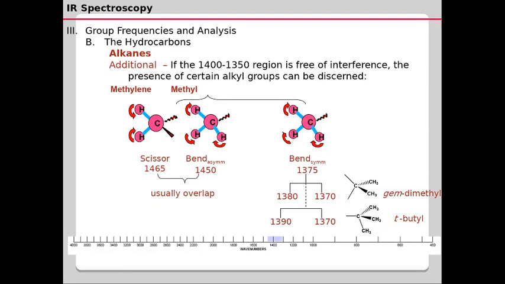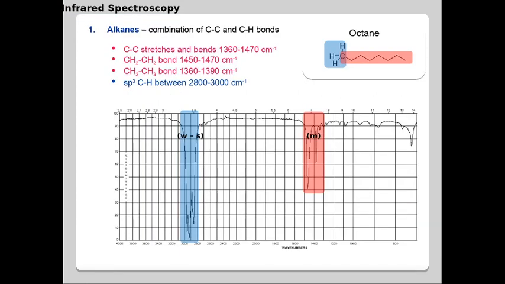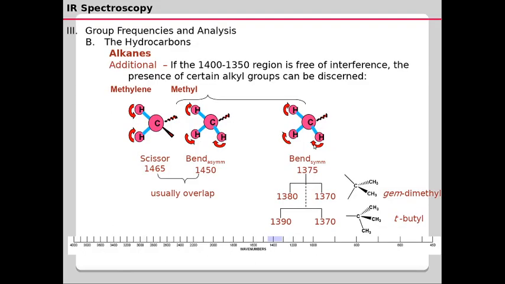And if the region between 1400 to 1350, that means somewhere around here, 1315 up to 1400, this narrow region, if this region is not contaminated by any other kinds of vibrations, then the peaks in that particular region could tell us a little bit more about the types of alkyl groups in the molecular structure.